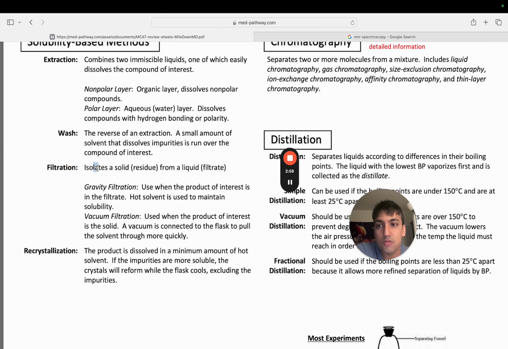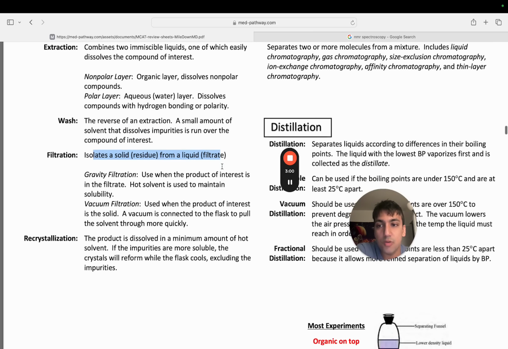Then there's filtration. Filtration isolates a solid from a liquid. There's 2 types, gravity and vacuum, and hopefully in your organic chemistry laboratory classes you did a vacuum filtration, so you should be able to remember what those are. Gravity filtration is used when the product of interest is in the filtrate, and hot solvent is used to maintain solubility. You should remember that from your organic chemistry class. And then there's vacuum filtration. Vacuum filtration is used when the product of interest is the solid.